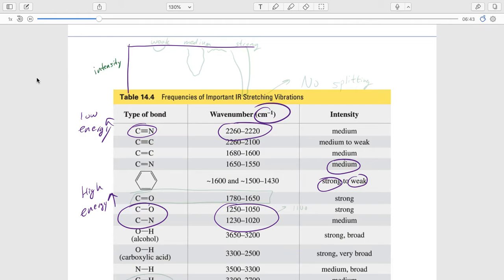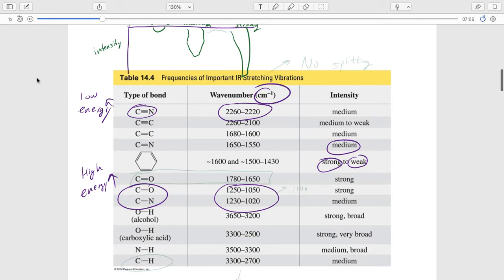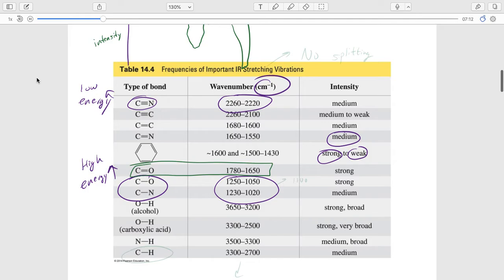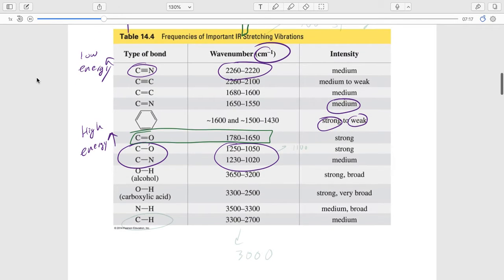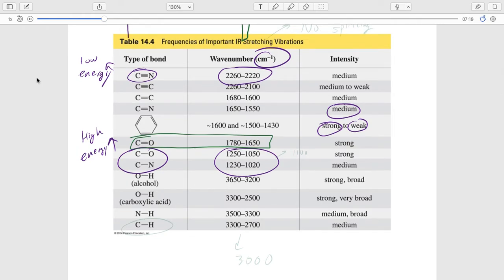So weak intensity is a small dip. Medium is somewhat like this. And strong means it basically touches the bottom of the graph. That is a helpful distinction for you when you're doing an IR problem. Also, the first thing you really want to look for in any IR problem is the carbonyl group. That is like, thank you, Lord, for sparing me today. Whenever you see 1700, it should be like, oh.